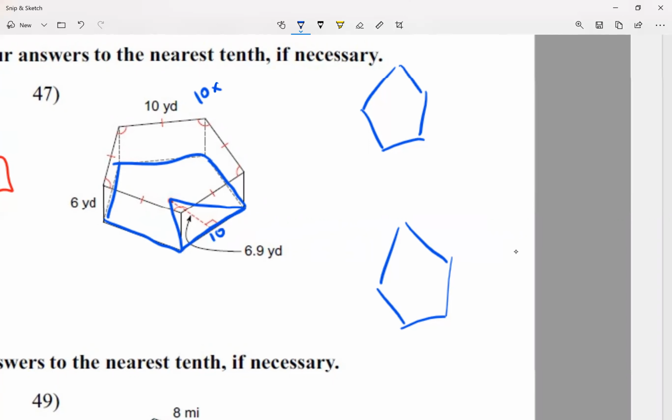10 times 6.9 divided by 2. And in this case, whatever I get for the triangle, I'm going to multiply this by 5. So 10 times 6.9 divided by 2 times 5, and I get 172.5. So each of my bases is 172.5.